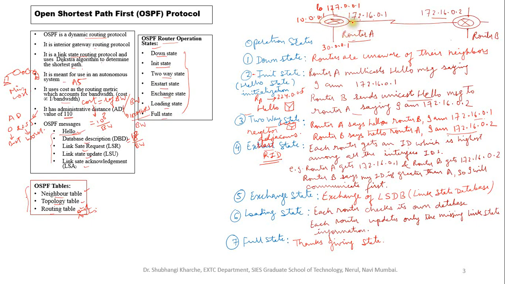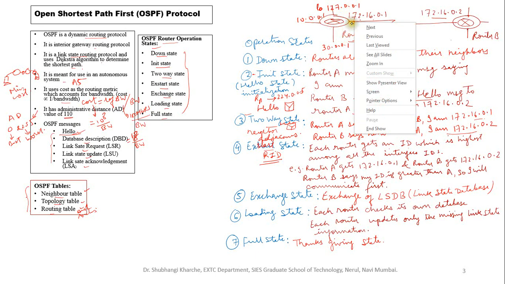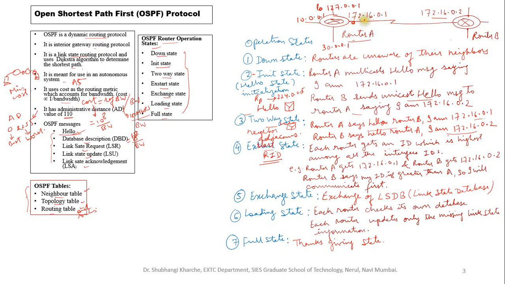Router A has this active physical interface with IP address 172.16.0.1, and this active physical interface has the highest IP address. So the router ID for router A will be 172.16.0.1. But in case this physical interface of router A had the IP address 66.0.0.1 and the local loopback interface IP address is 127.0.0.1, then the local loopback interface has the highest IP address, and the router ID in that case will be the IP address of this local loopback interface.